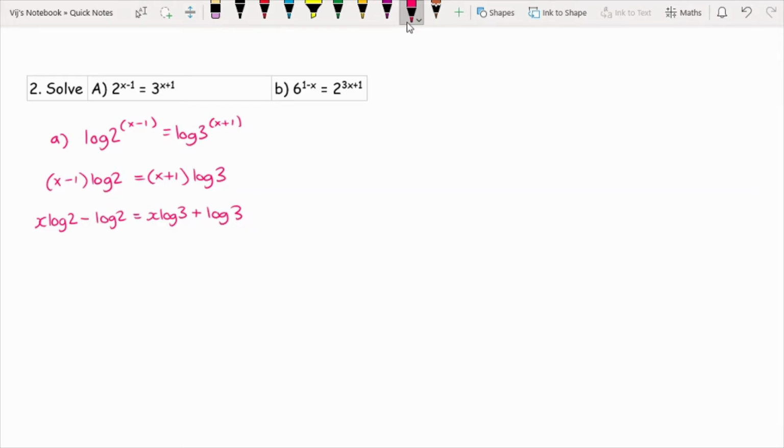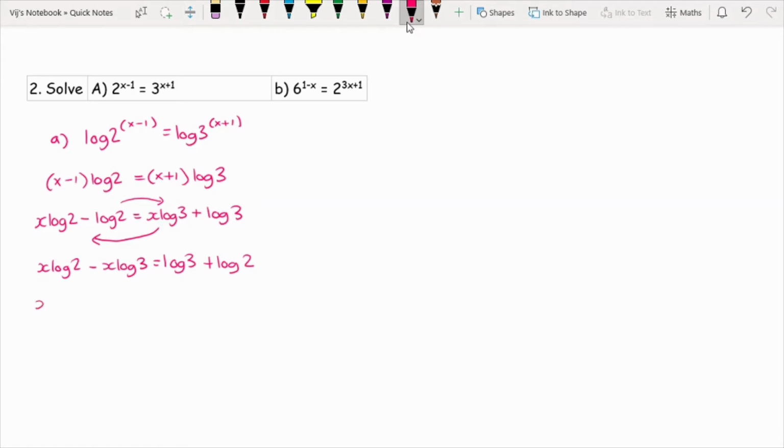Now as you can see, we want to try and make x the subject. If you think about rearranging a formula, when you've got x on both sides, we want to take everything with x's onto one side and everything else over to the other. So here I'm going to end up with x log 2 minus x log 3 equals log 3 plus log 2. Now again, there's no way of me simplifying this. It's not like collecting like terms, because x is our coefficient, not our base.